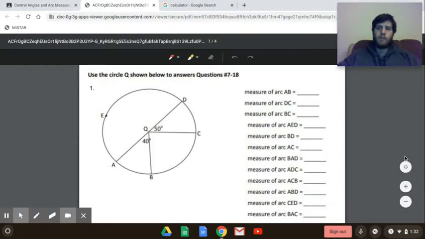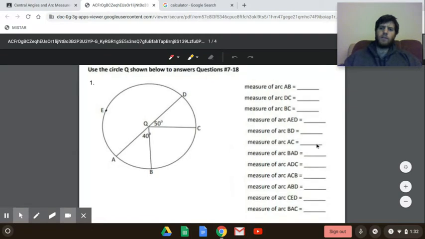Okay, hi guys. So this is the walkthrough for the central angles and arc measures worksheet. Number one lists a whole bunch of different arc measures that we need to find. I'm just going to start labeling things on the diagram here. Okay, let's actually split these up into four arcs, and I'll use different colors for each.